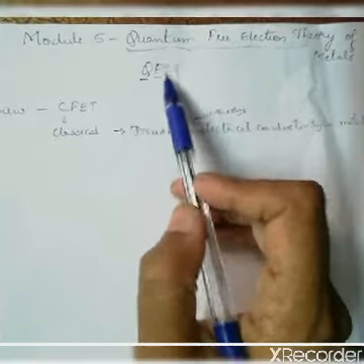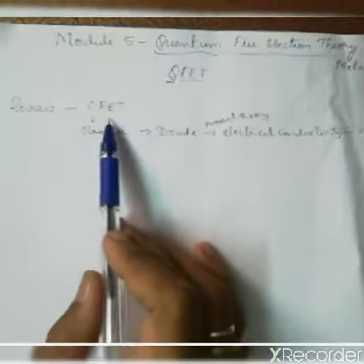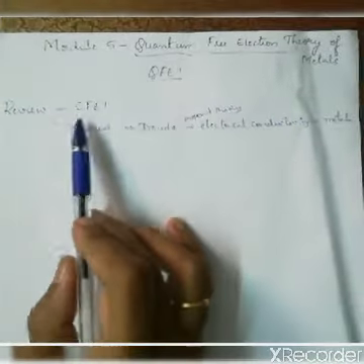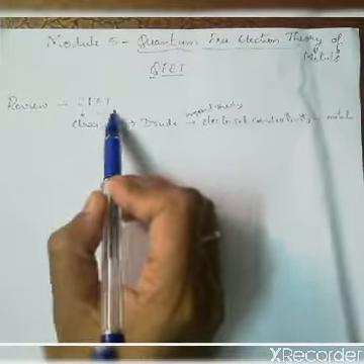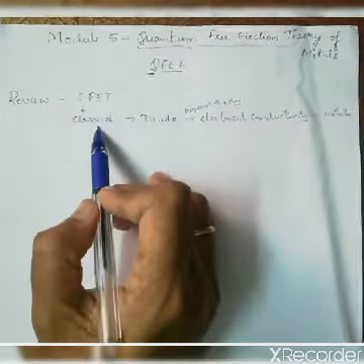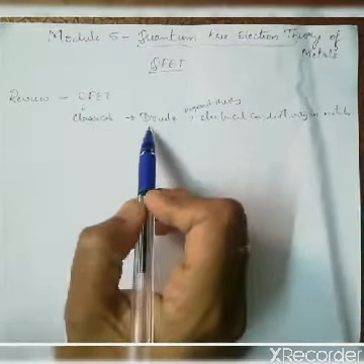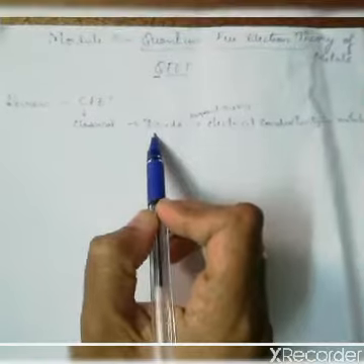Now before understanding the quantum free electron theory, let us review what is classical free electron theory. So, review of a classical free electron theory. I have represented it by CFET. C means classical and FET is nothing but free electron theory. This classical free electron theory was proposed by Drude. Here he gave an expression for the electrical conductivity in metals.